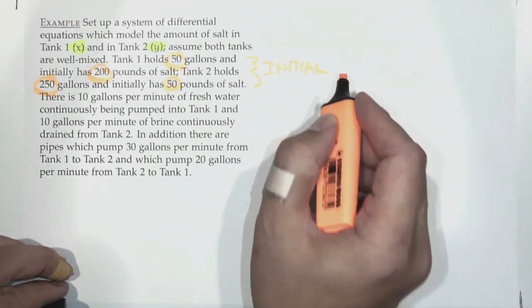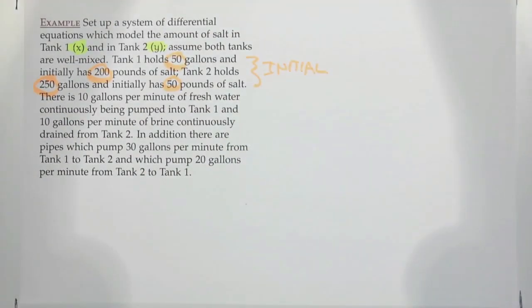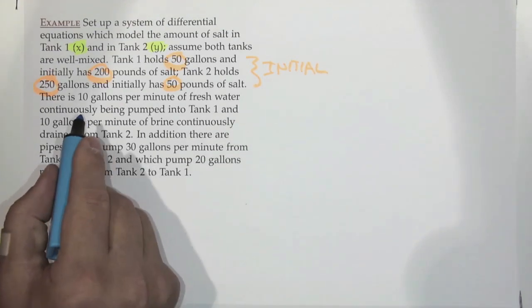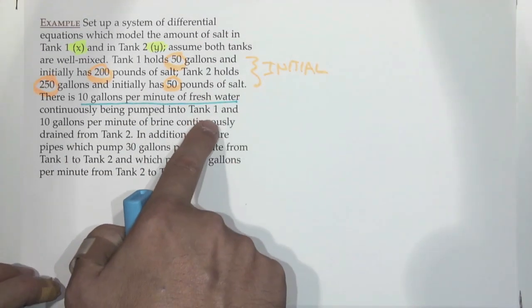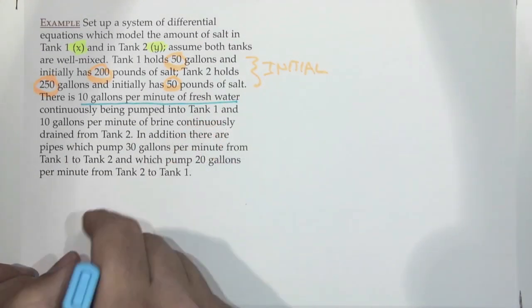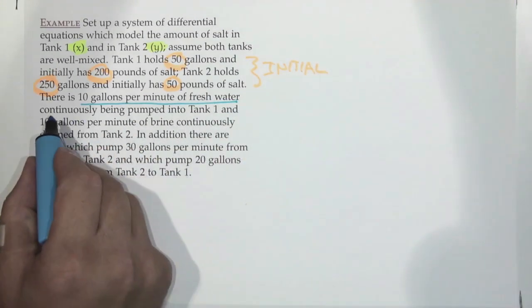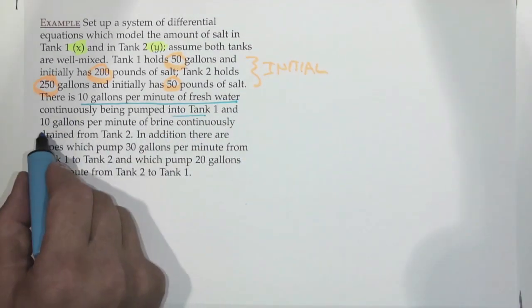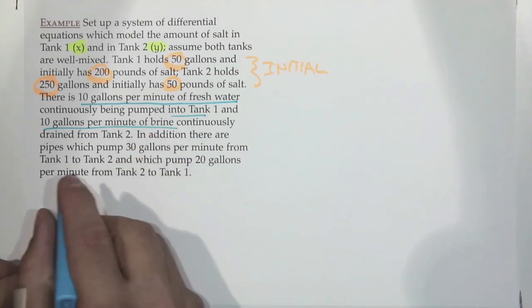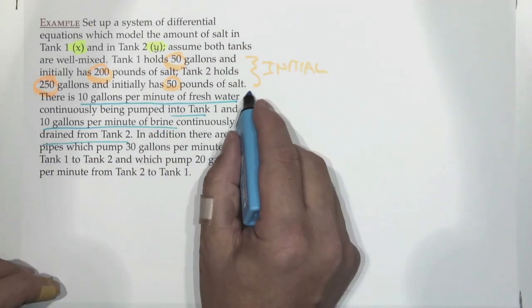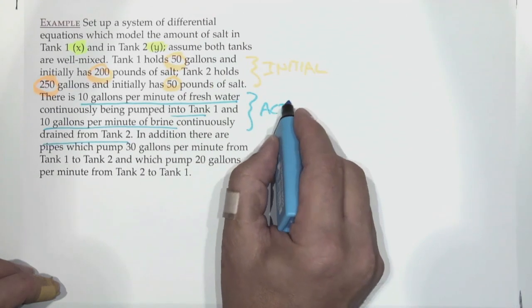We'll make some notes here. And then, of course, the fun parts, what's happening? Well, you have 10 gallons per minute of fresh water. By the way, how much salt is there in fresh water? 0. Very good. That's going into tank 1. And you have 10 gallons per minute of brine, which is a way of saying salt water, drained from tank 2. So this is the action part. What's happening?